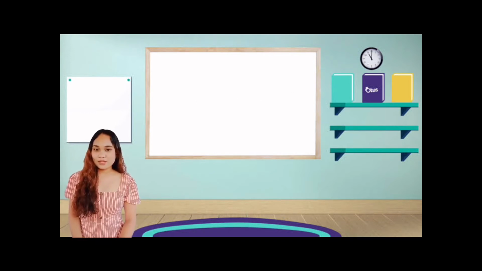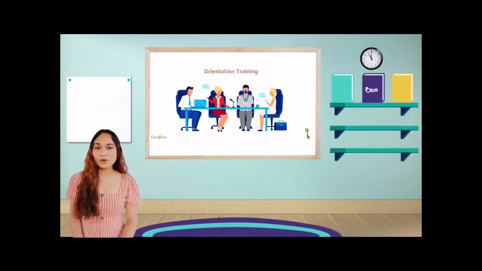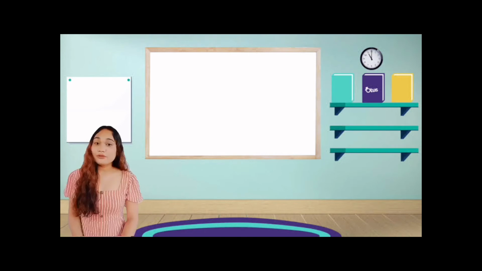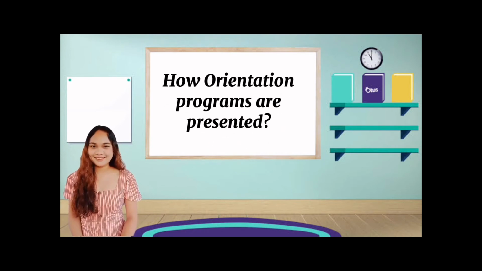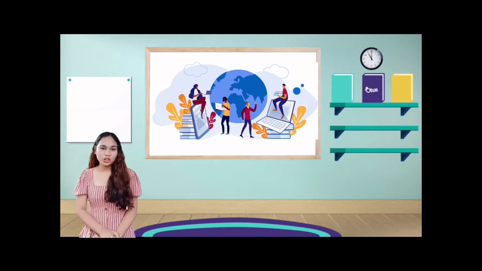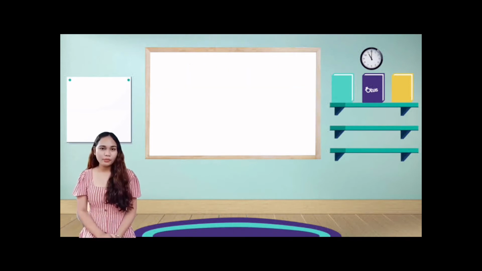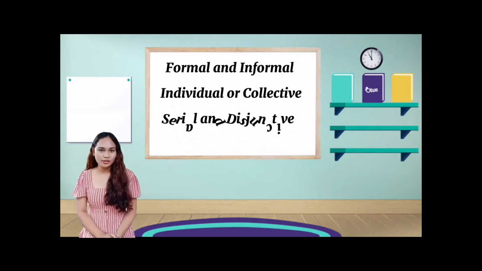And as for today's video, I am going to discuss the 4 subtopics about orientation and training. The first one is how orientation programs are presented. A firm needs to make strategic choices before deciding its orientation program. They are formal or informal, individual or collective, and serial or disjunctive.